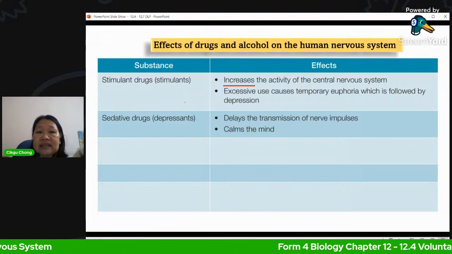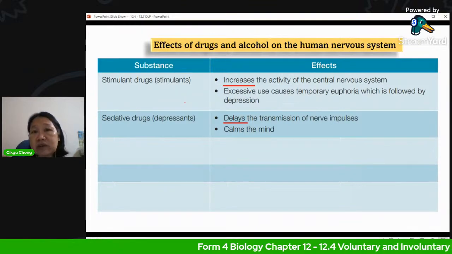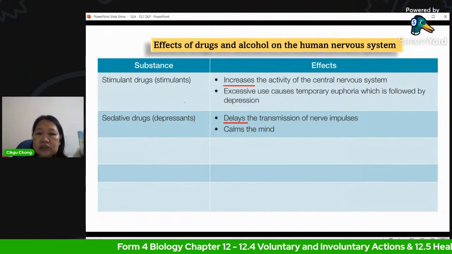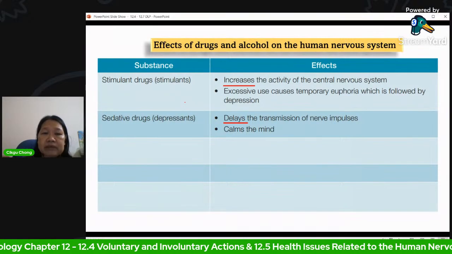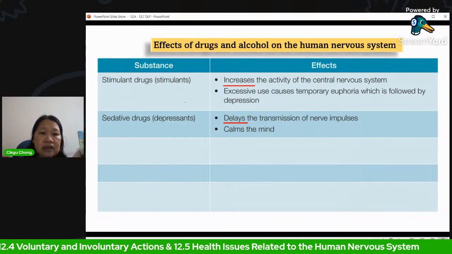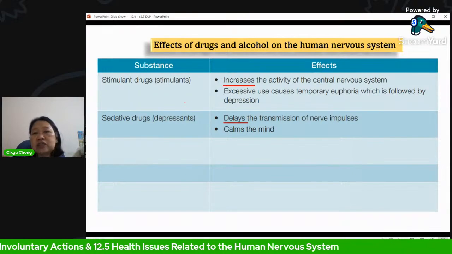Okay, so it delays the transmission of nerve impulses. It delays it so that your impulse becomes slower. That means you will not be so active. It calms the mind, and this is usually given to patients who are unable to sleep.